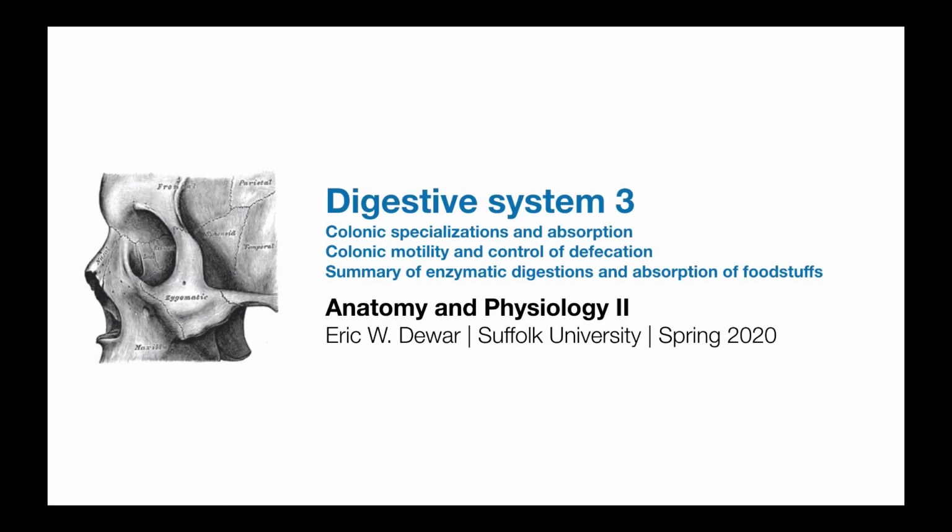Hey folks, so here's the last of our lectures about the digestive system. We're going to focus on the dirty back nine of the alimentary canal here, looking at the specializations and the function of the colon, a little bit about how defecation is controlled, and then also some about how particular foodstuffs in the diet are going to be enzymatically digested and then absorbed in different parts of the alimentary canal.